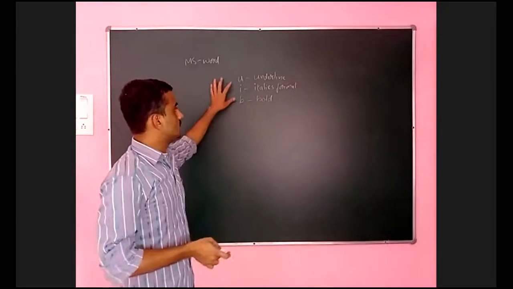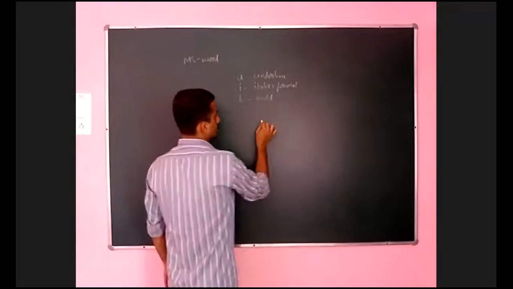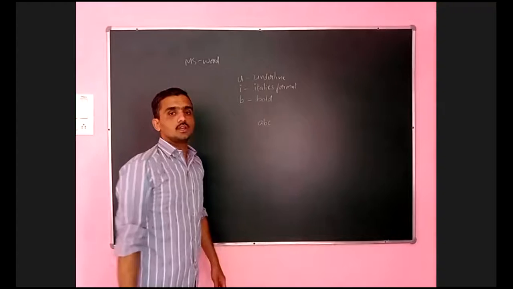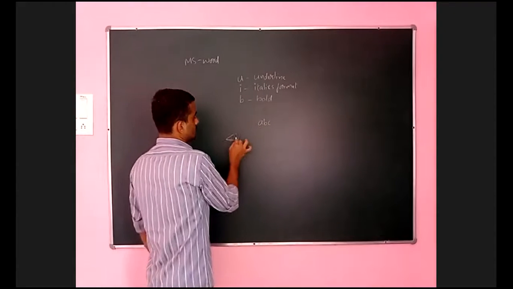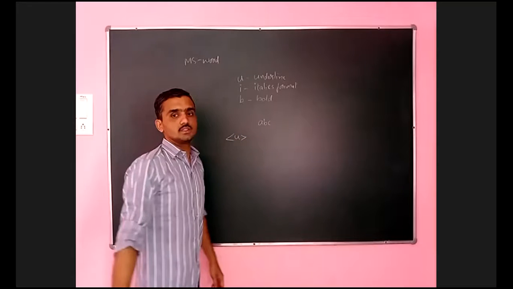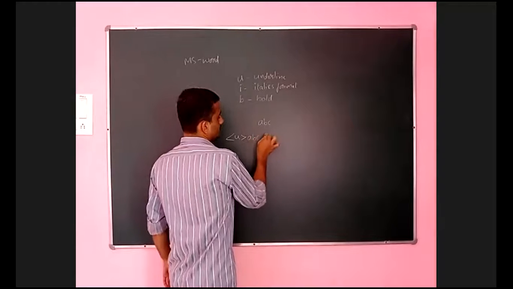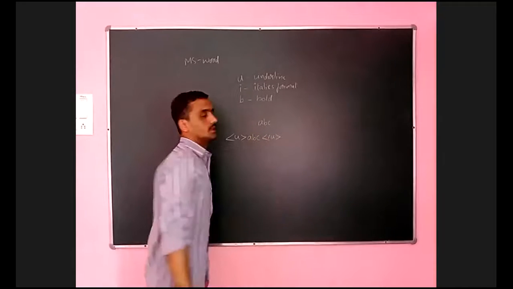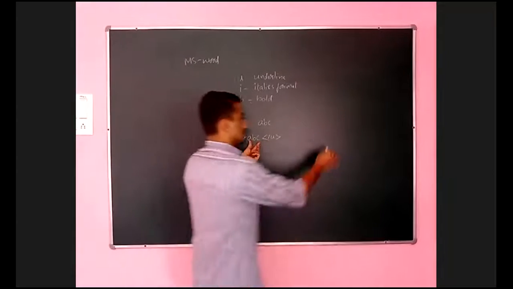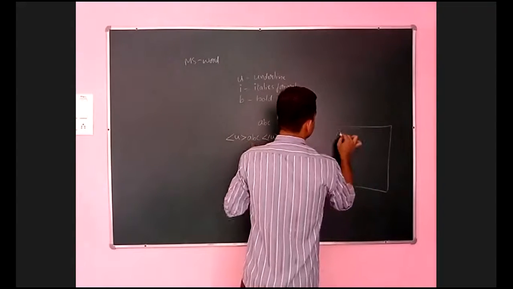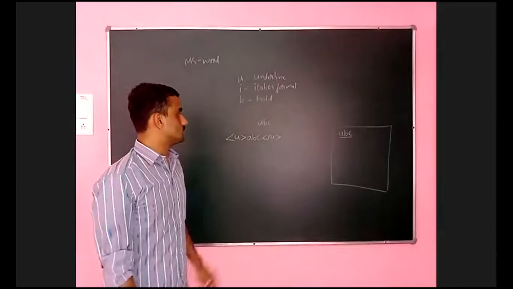Here also a starting and ending tag will be there. For example, if I want to underline the text ABC, the tag is U. I write the starting tag, write the text ABC, then write the ending tag. Between the starting tag and ending tag, you should write the text. On the browser, we will get ABC with underline. So use U for underline.